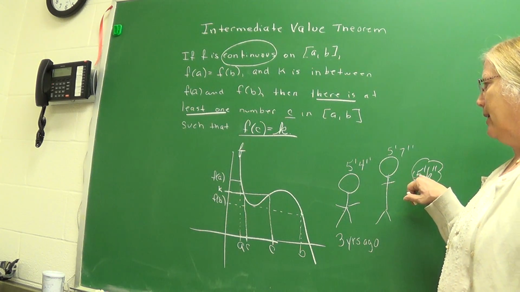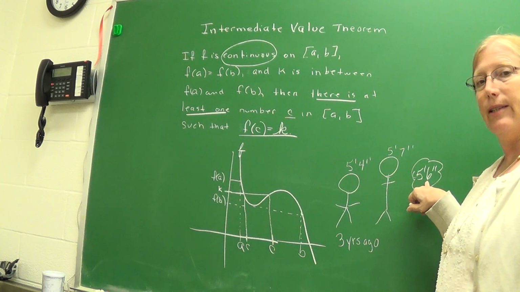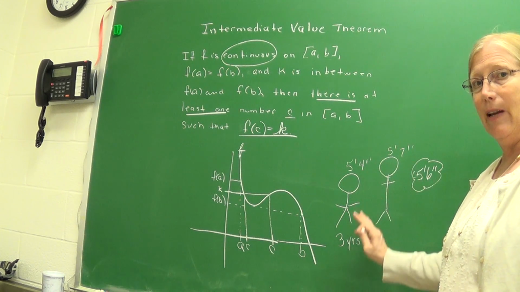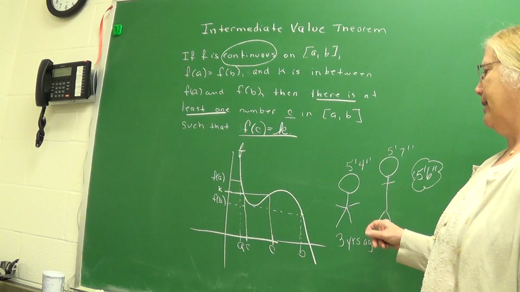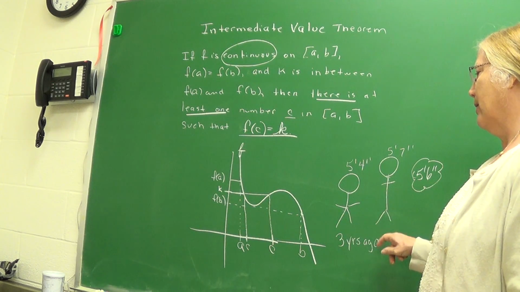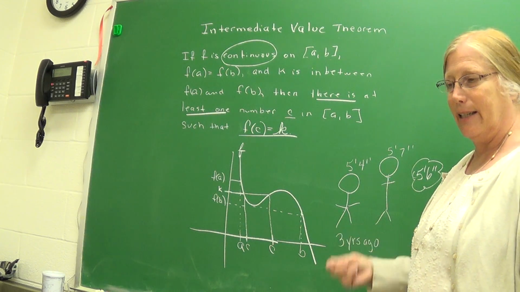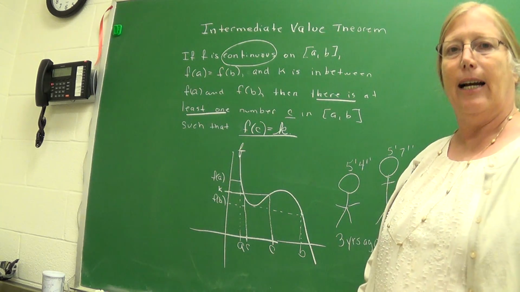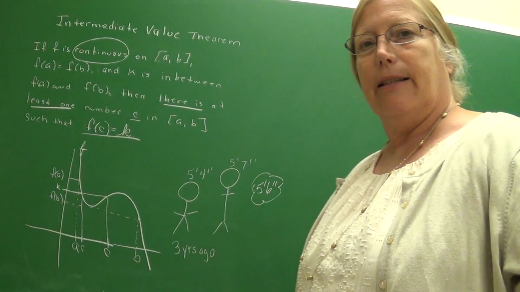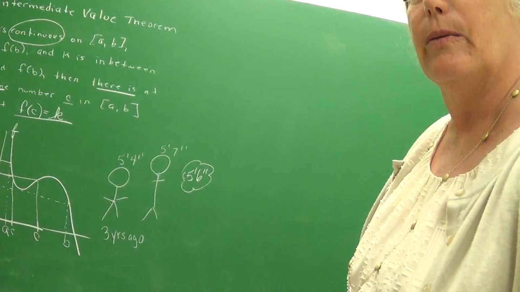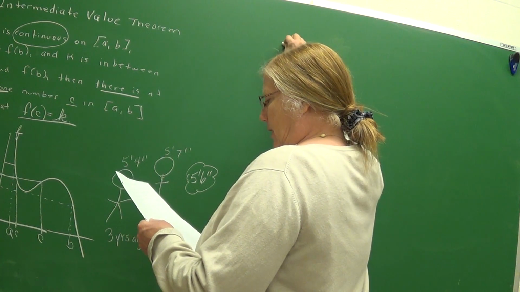There's no way, being continuous from 5'4" to 5'7", that they could skip 5'6". So there has to be a day somewhere in these 3 years where this height was met. So that should make sense. And if we look at a non-continuous function and see if this works, we'll emphasize the need for it to be continuous.